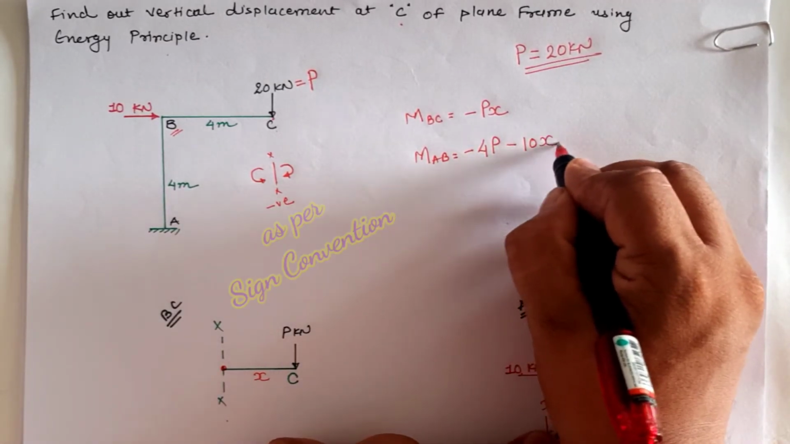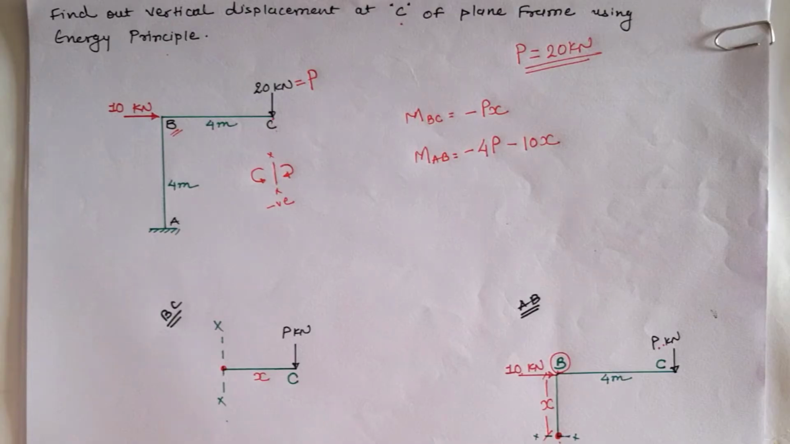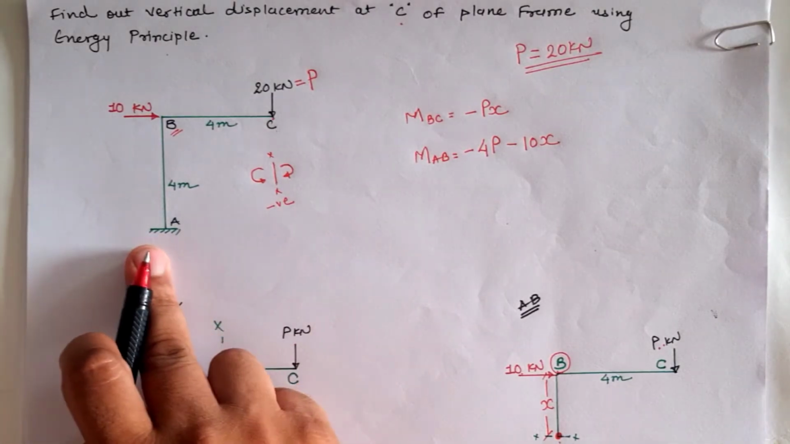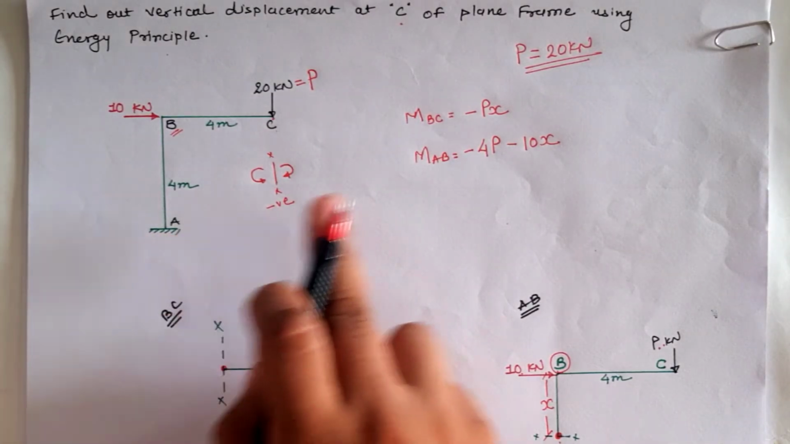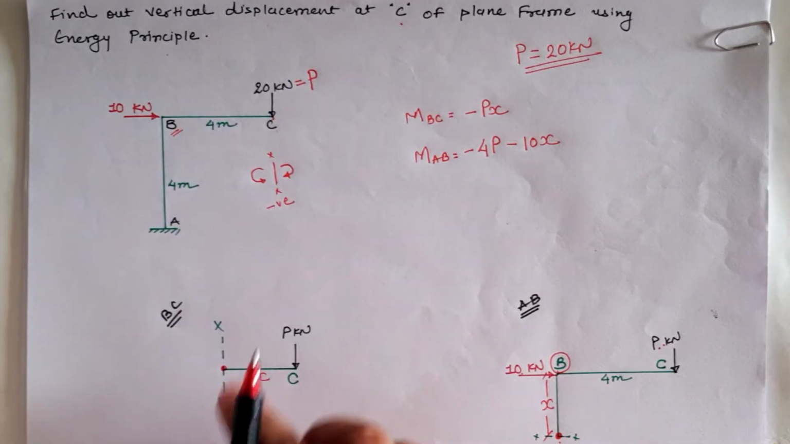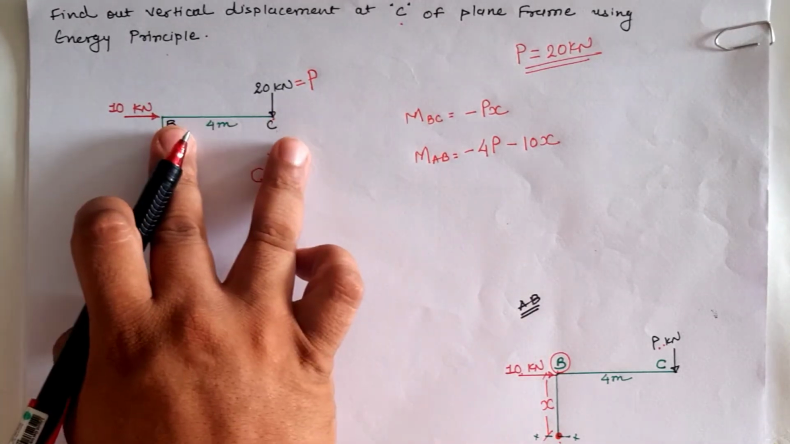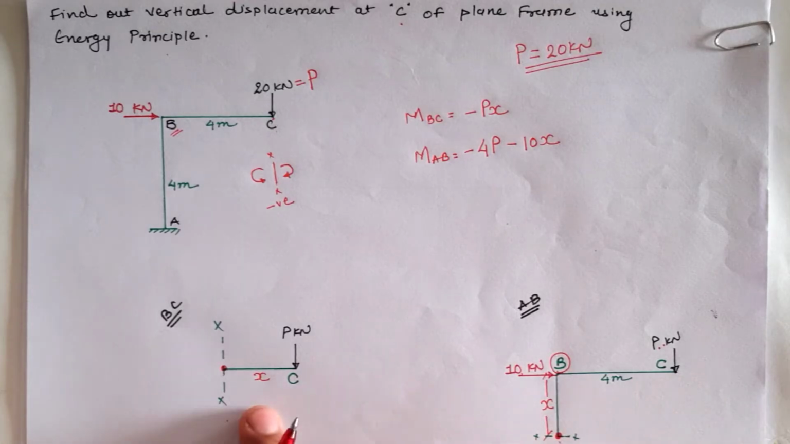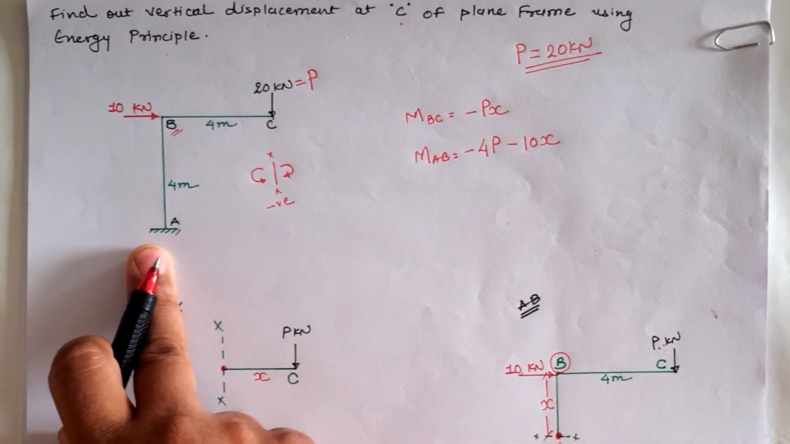minus 10x. So for any portal frame having only one fixed support, which is similar to a cantilever beam, we can calculate the moment of this segment using the segmental part without calculating the support reaction.